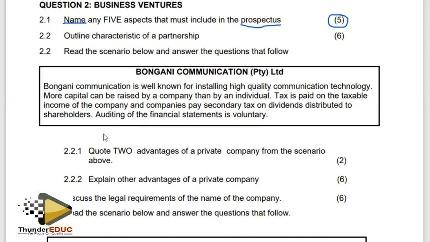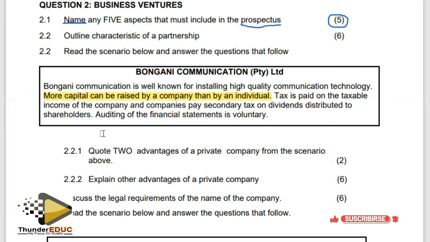So we are required to quote advantages of a private company from the scenario. So we are going to highlight in this. Let's first highlight. So we are saying that more capital can be raised by a company than by an individual. That's very important because very many people contribute capital compared to sole trade. We are receiving a lot of capital.